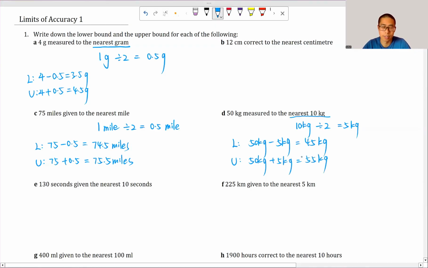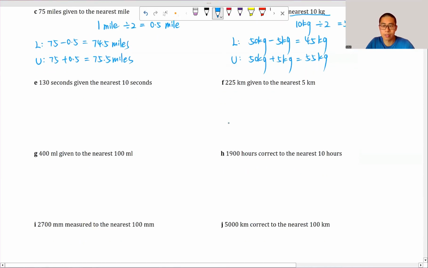So that's how we find the upper and the lower bound. It doesn't matter what they give you. As long as you divide it by 2 and then add it to or subtract it from the original value, that will be our upper and lower bound.